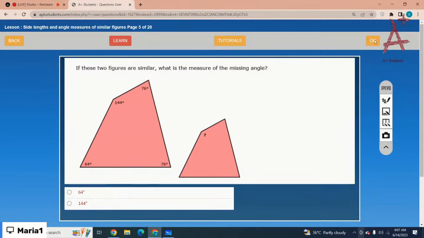If these two figures are similar, what is the measure of the missing angle? So which is the correct option? Yes, very good. That would be 144.